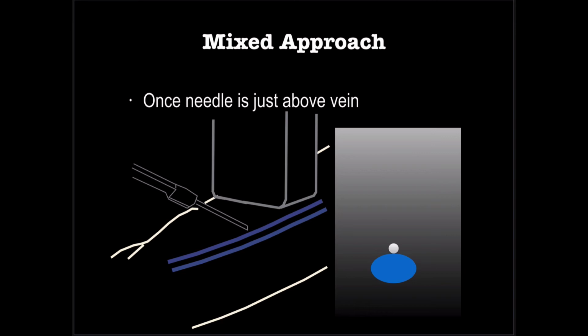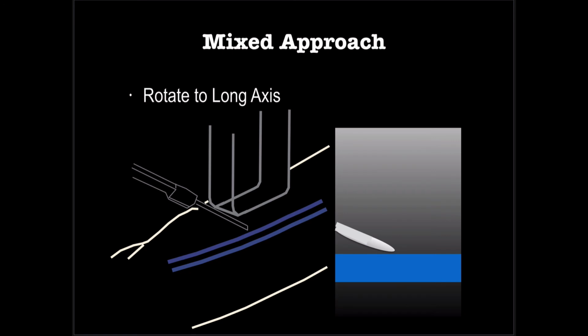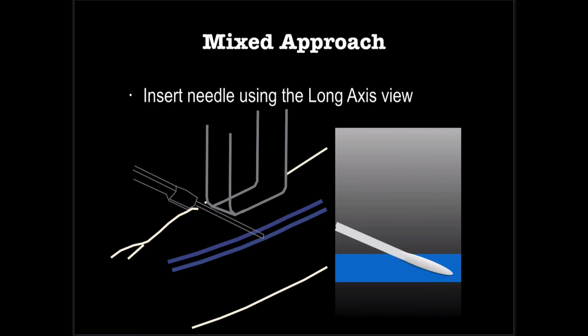We can take our transducer off of our arm or our leg or our neck, whatever we're doing, and we can turn it parallel now. And when we turn it parallel, we can see the needle pointing to the vein, and we advance the needle right into the vein. So see, you get the best of both worlds.